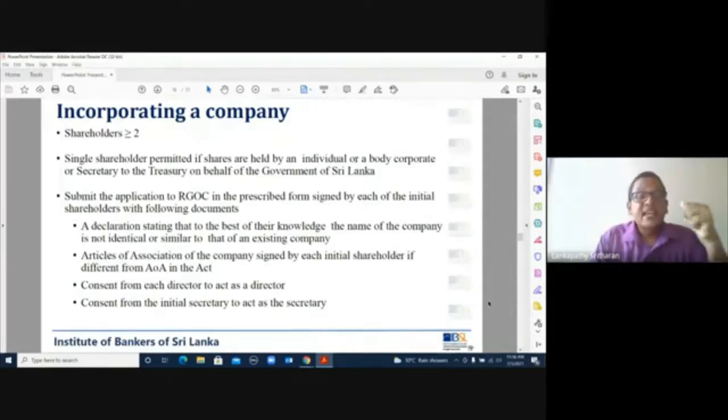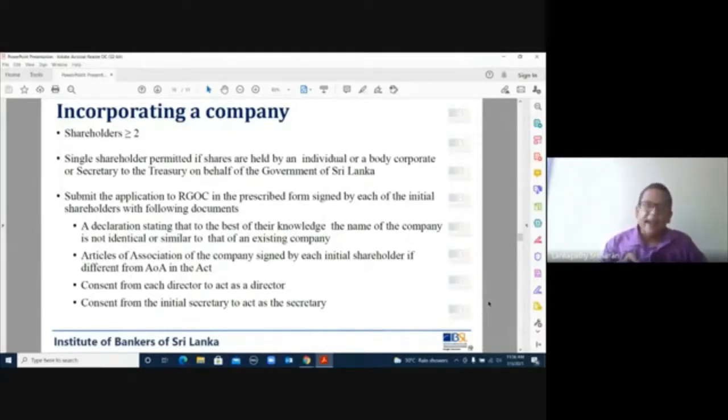Another one is to submit the application to the Registrar General of Companies in the prescribed form, signed by each of the initial shareholders, with the following documents when incorporating a company. The first one is a declaration stating that, to the best of their knowledge, the name of the company is not identical or similar to that of an existing company.